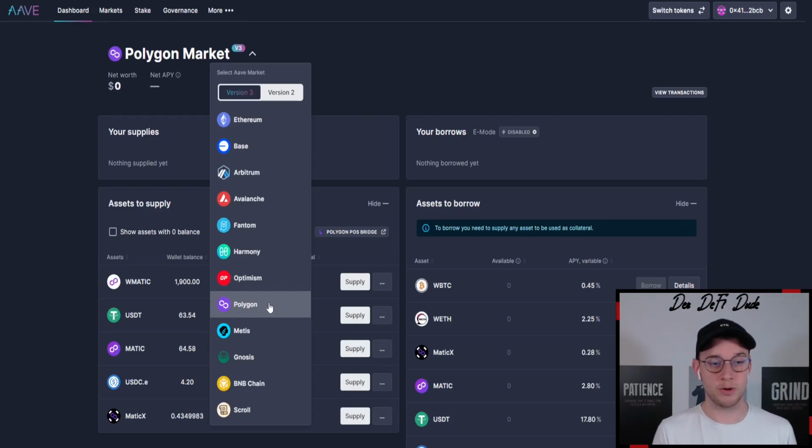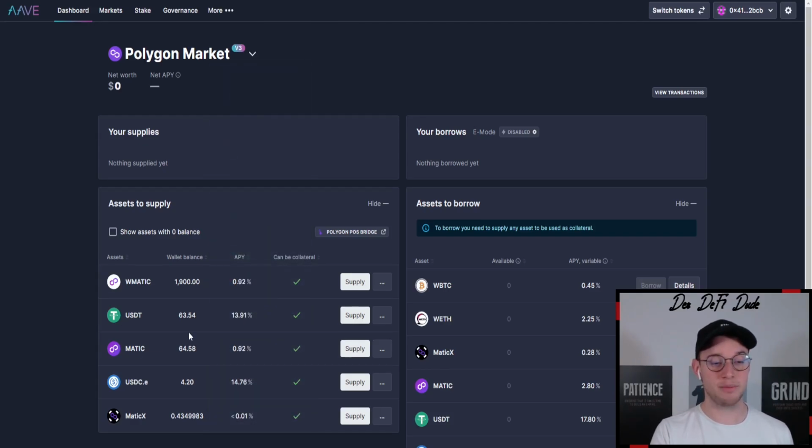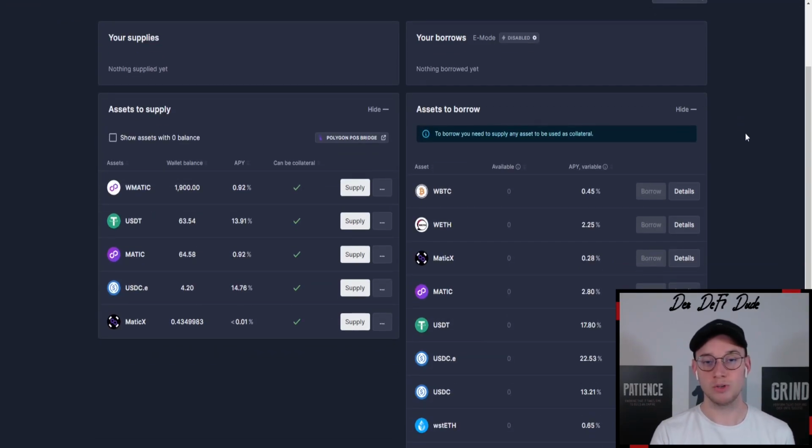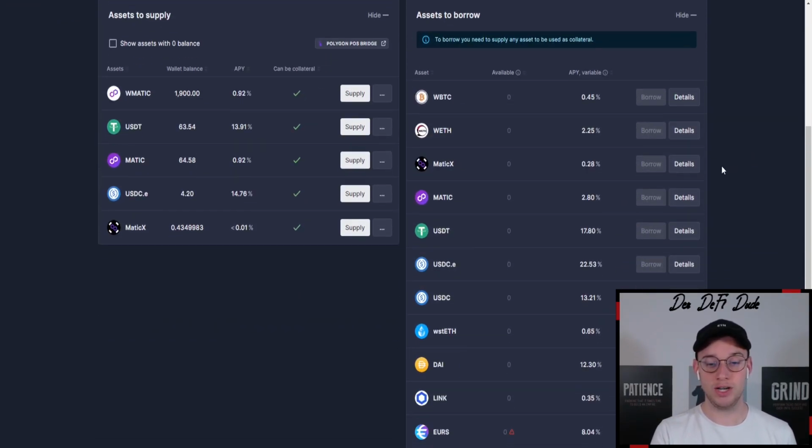I don't want to use Ethereum mainnet because the fees are way higher than on all the other layer 2s. So in this case, I'm going with Polygon because most people should have at least heard about Polygon or used it once. And I have some assets on here. I have some Matic and also some wrapped Matic just sitting in my wallet. And I want to use this Matic now as collateral, to supply it on the platform so that I can borrow assets against it.